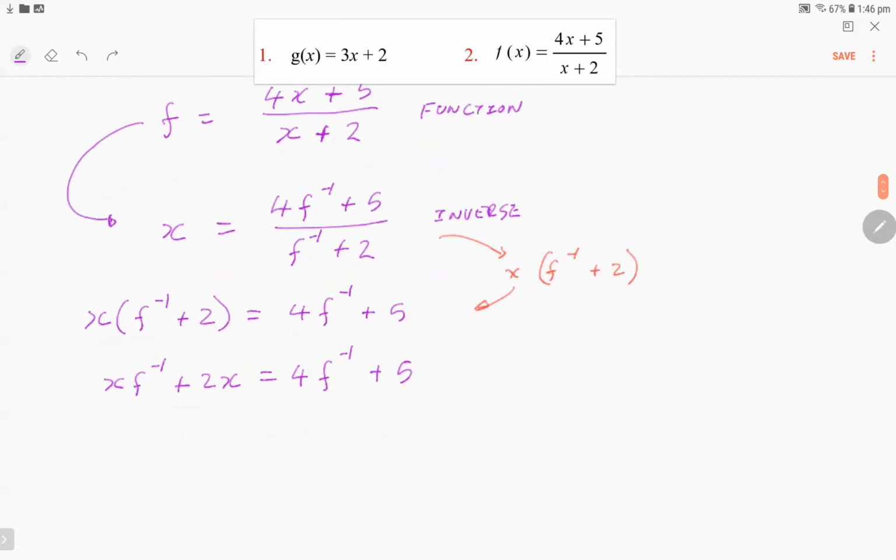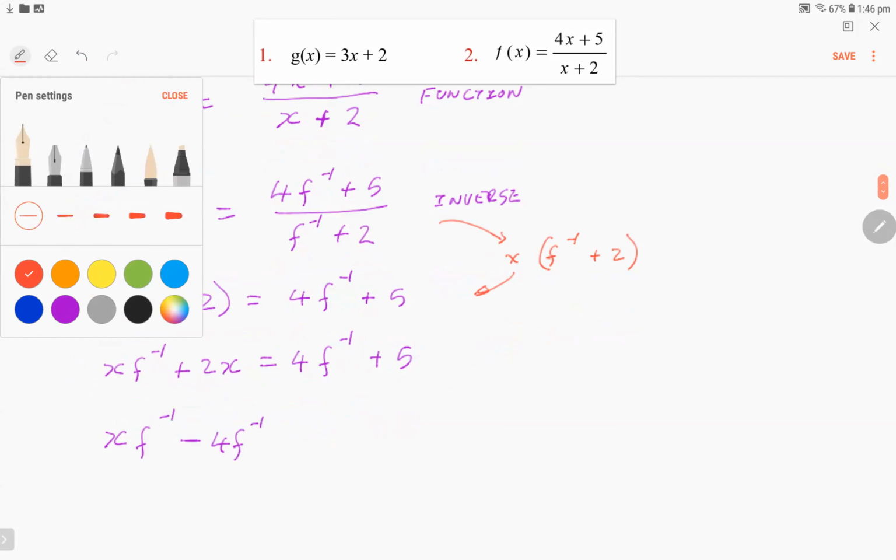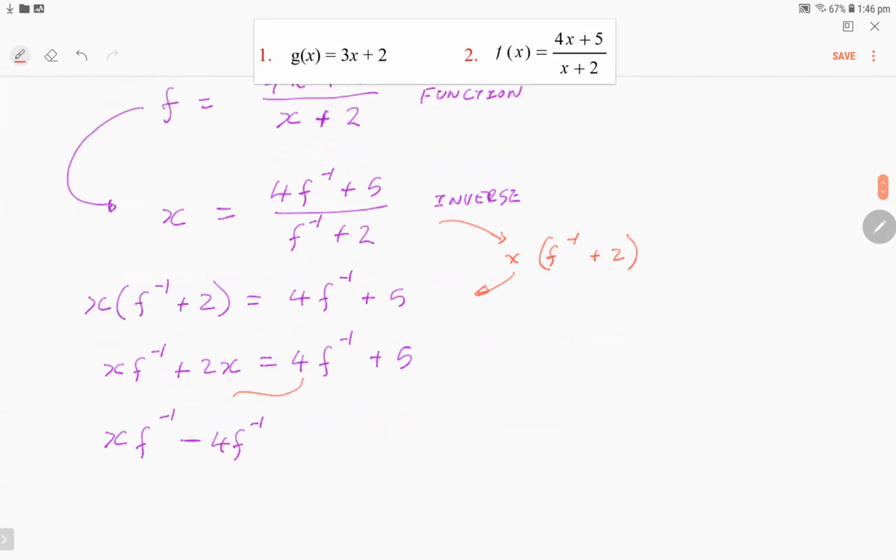Now what we want to do is transpose this 4 times f to the minus 1 onto this side and subtract it. We don't want the 2x over here. We're going to take it over onto this side and subtract. Remember, when you transpose, you change the signs. So I have x times f to the minus 1, I'm going to get minus 4f to the minus 1, because this comes over here and is subtracted.